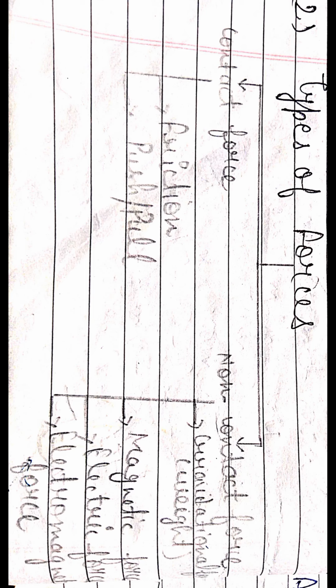Now proof of it. We know 1 Newton equals 1 kilogram meter per second square, which equals 1000 gram into 100 centimeter per second square. In this way we get 1 Newton equals 10 to the power 5 gram centimeter per second square. So 1 Newton equals 10 to the power 5 Newton.